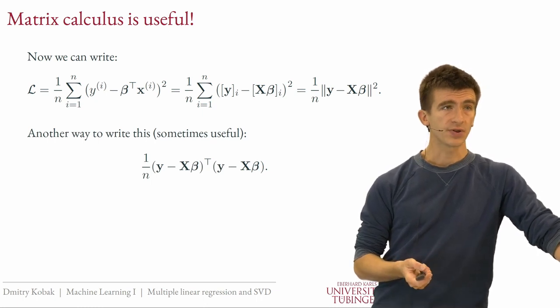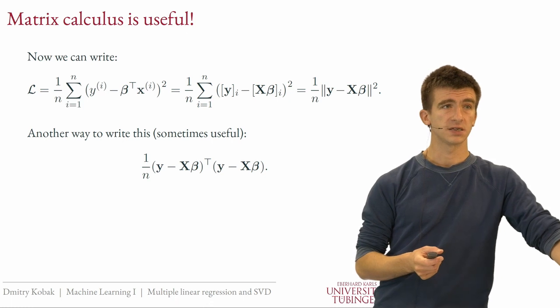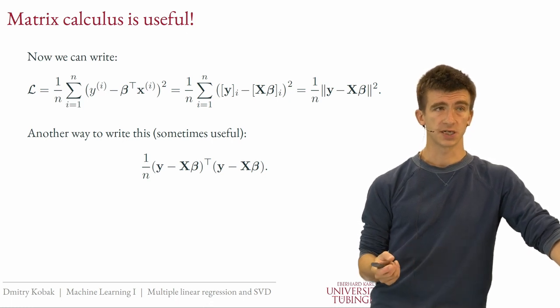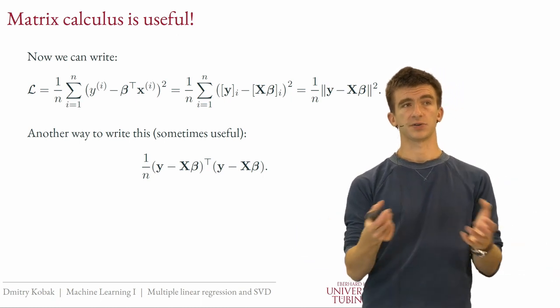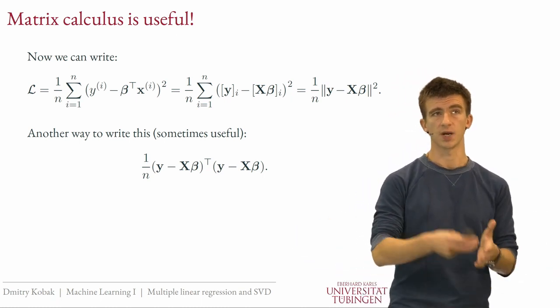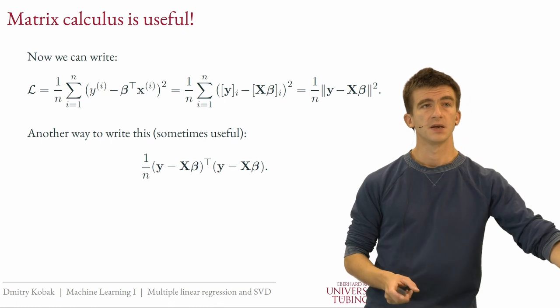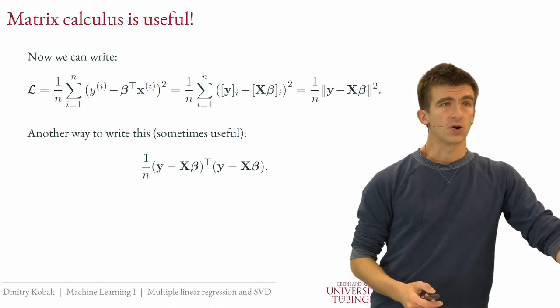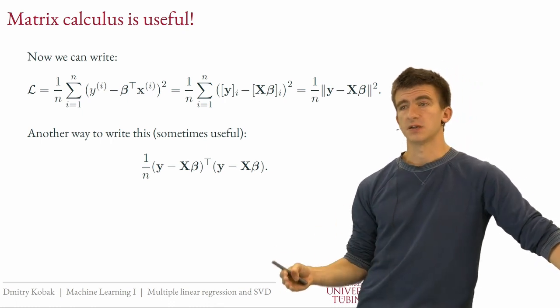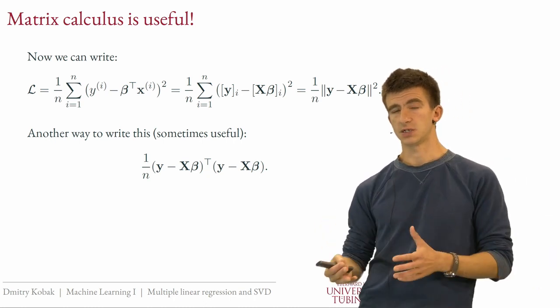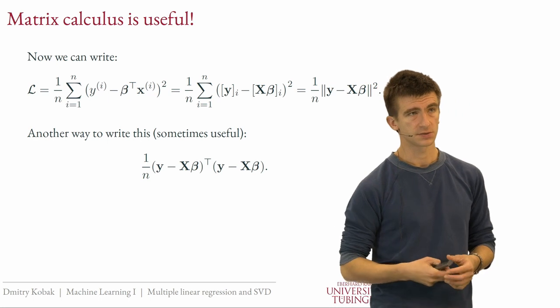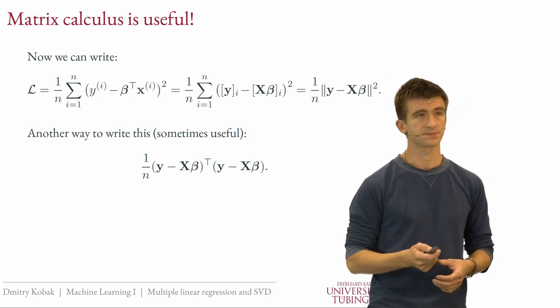So you can write the same thing, which is sometimes useful, as a scalar product of this vector with itself. So it's a vector of errors times the vector of errors transpose. So you just get the squared elements of this vector. The norm of any vector is, by definition, a scalar product of this vector with itself. That's nothing else than what is written here.